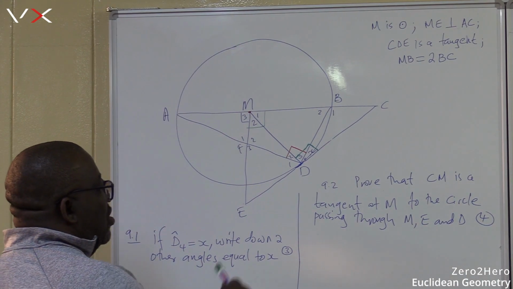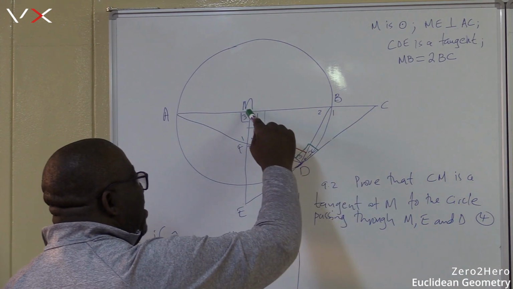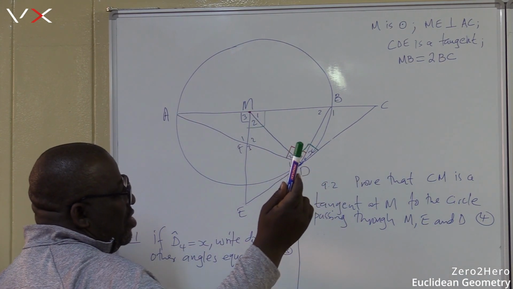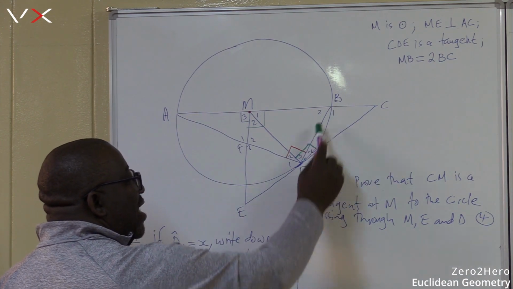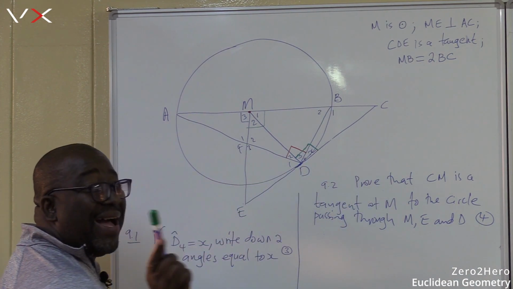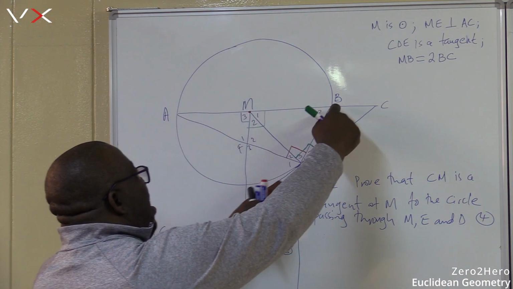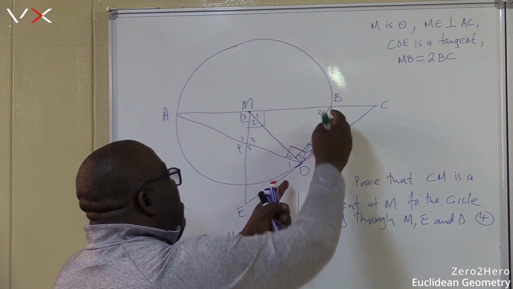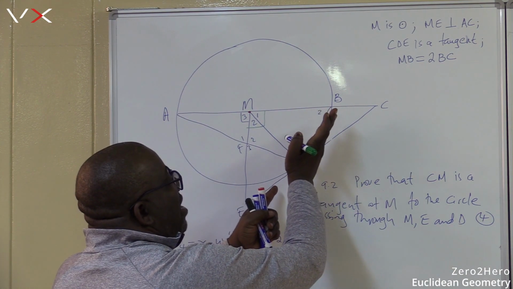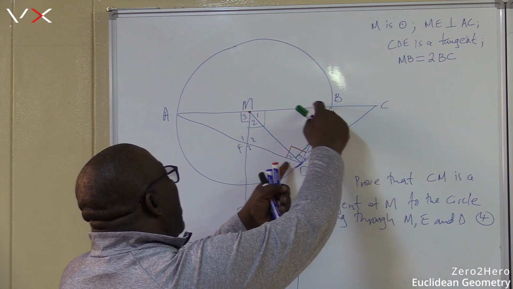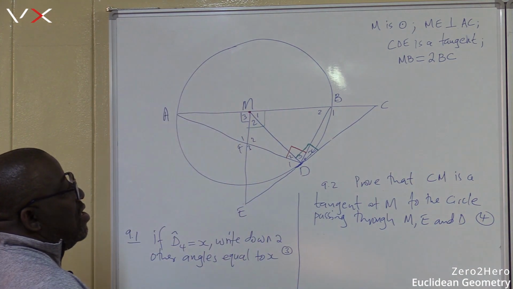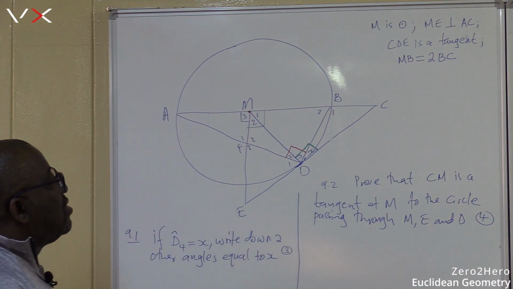CDE is a tangent. We're told that this line is a tangent, and the radius meets a tangent. There's something that we know here. If this is a tangent and this is a chord, tan chord theorem, I go with this and go to the circumference. I don't go here. The angle between the tangent and the chord is equal to the angle subtended by that chord in the circumference. So I know such things.